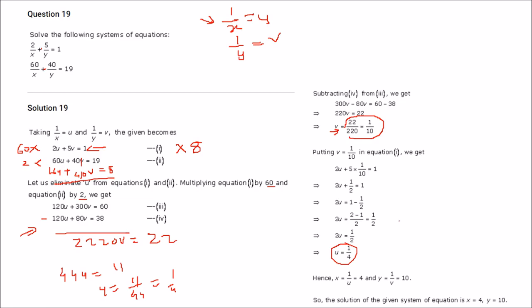So let us say that we have got v as this one, u as 1 by 4. You always know that when you have taken this, you have to take the reciprocal to get x and y. So this 1 by 10 will become 10 and this 1 by 4 will become 4. So our answer will be x is 4 and y is 10.